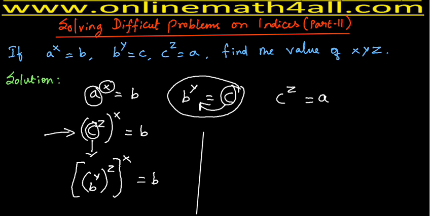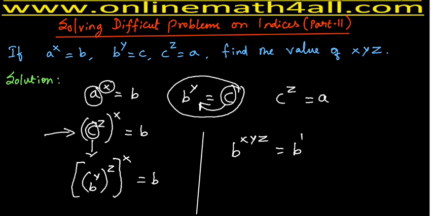When I do so, these three powers are going to be multiplied. When I do so, b to the power xyz. On the right side we have just b, and no power is given for b on the right side. If there is no power, we can assume the power is 1.